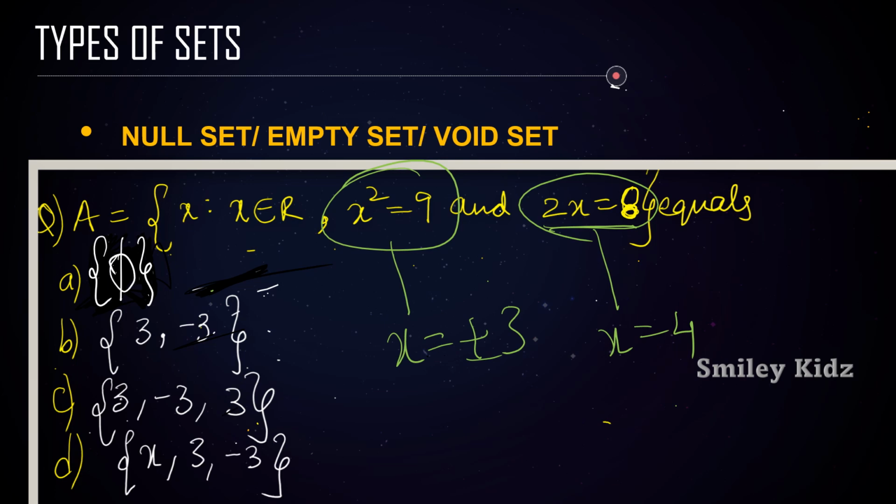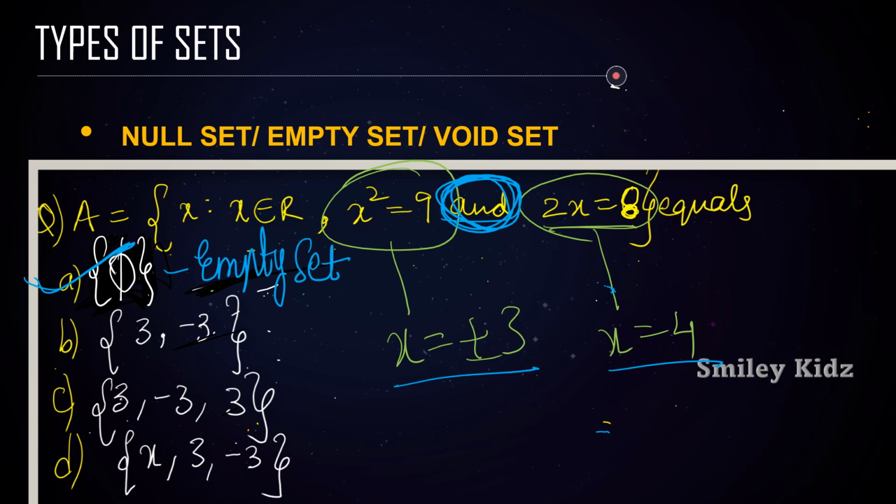Well, let me tell you that it is option number A. Now this symbol here means it's an empty set. Why is it an empty set? Because x should satisfy both the equations over here, that is x square is equal to 9 and 2x is equal to 8. But here none of the x values actually match in real numbers, right? So it is an empty set. So it is option number A, where in curly brackets you have phi. That is our concept where we discussed null set, empty set and void set. So the questions are not going to be direct, but they're going to be a cluster of all the topics.